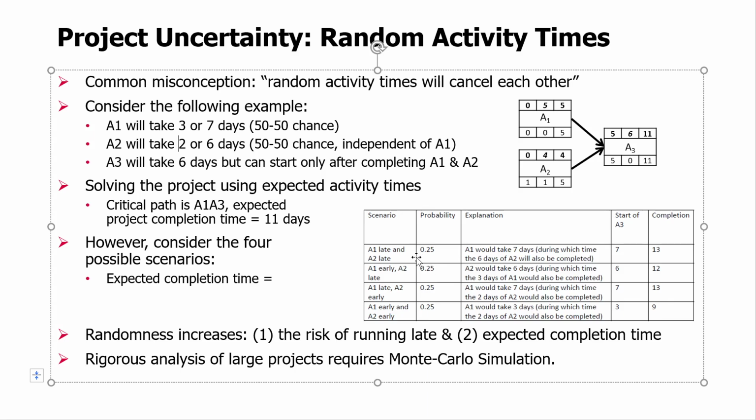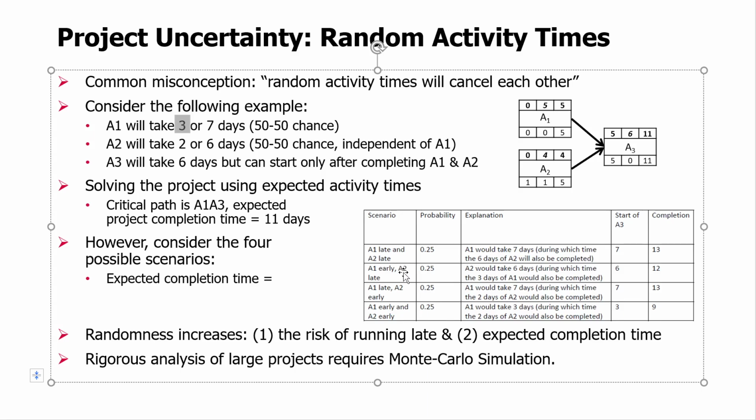What will happen then when both of those activities are late? This takes 7, this takes 6. The longer one is A1, so A1 will take 7 days, plus additional 6 days for A3. The total project will take 13 days. And A3 will start on day 7. Now, if A1 is early, it's not 7 days, it's 3.